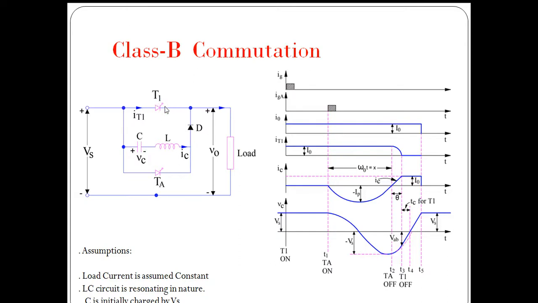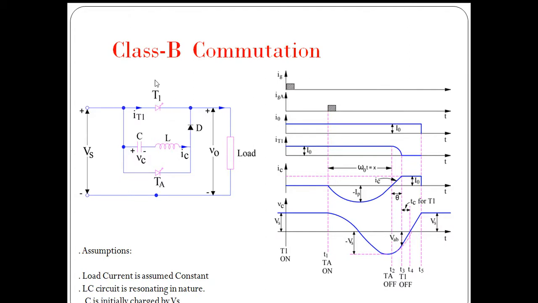So initially we are providing a gate pulse to the thyristor T1. Because of this supply, the current will be flowing through main thyristor T1, and in this closed path the current will be flowing. The thyristor is in conduction. At some instant, to have proper control in the circuit, we need to turn off this main thyristor T1.